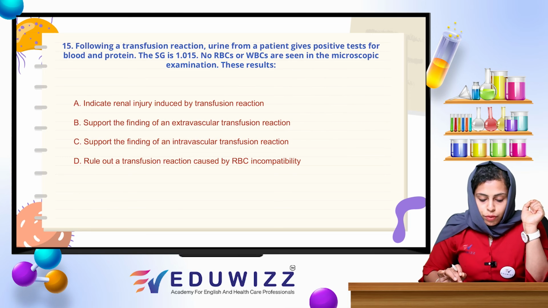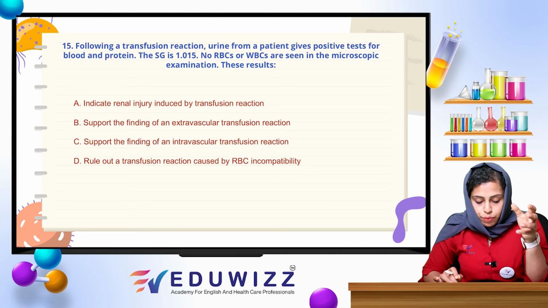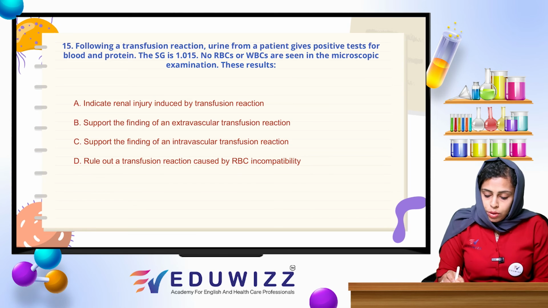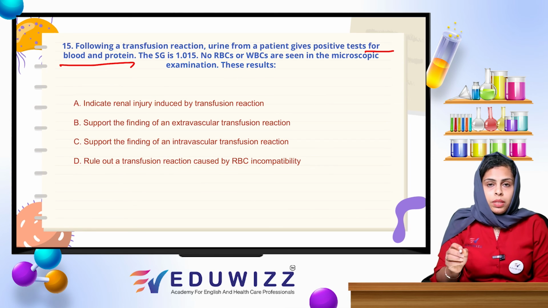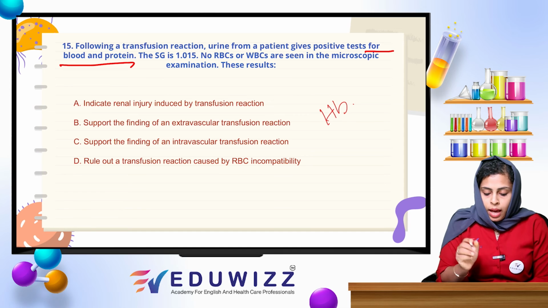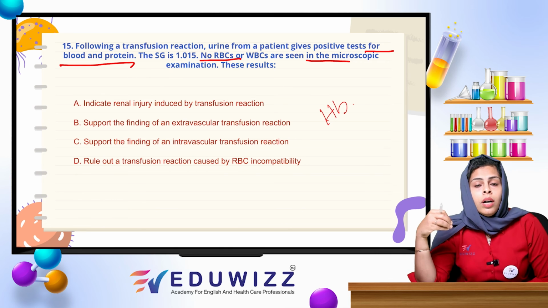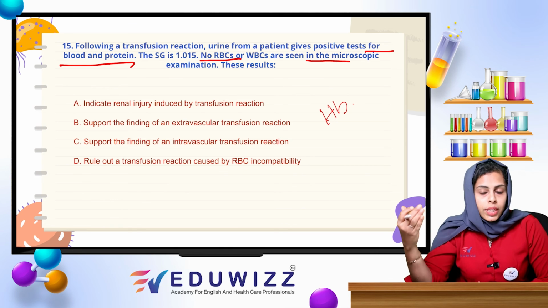Then the next question: following a transfusion reaction, urine from a patient gives a positive test for blood and protein. The specific gravity is 1.015, which is within normal, and no RBCs or WBCs are seen in the microscopic examination. So here you can see it is a test for blood and protein. That means there is a presence of hemoglobin, and there are no RBCs and WBCs in the microscopic examination, indicating that it is not related to a kidney disorder.